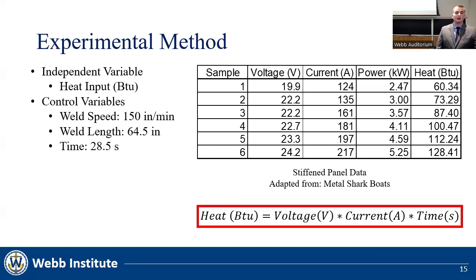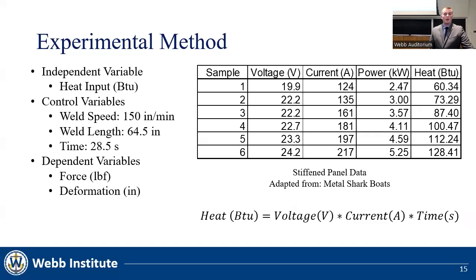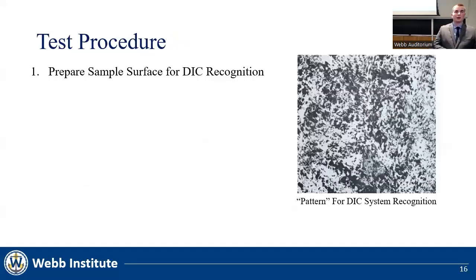And then we used this to calculate the heat, which is the voltage, current, and time all multiplied together. We would then measure the dependent variables, the force and the deformation, using the Instron equipment. We calculated our heat to range from 60.34 at the low end to more than double at 128.41 BTU. I will now move on to discussing the test procedure.